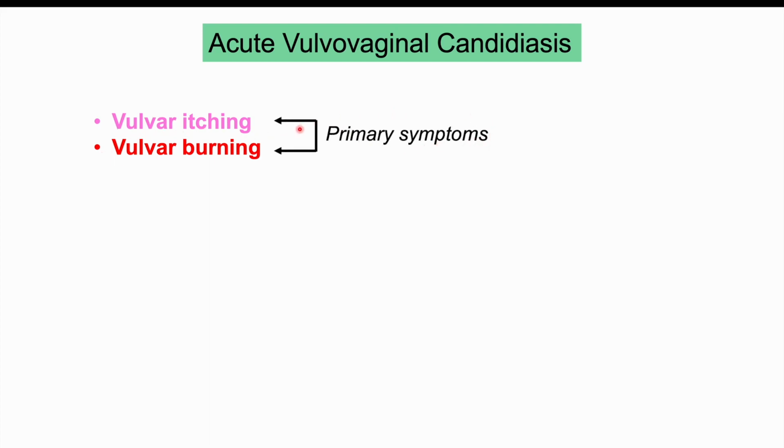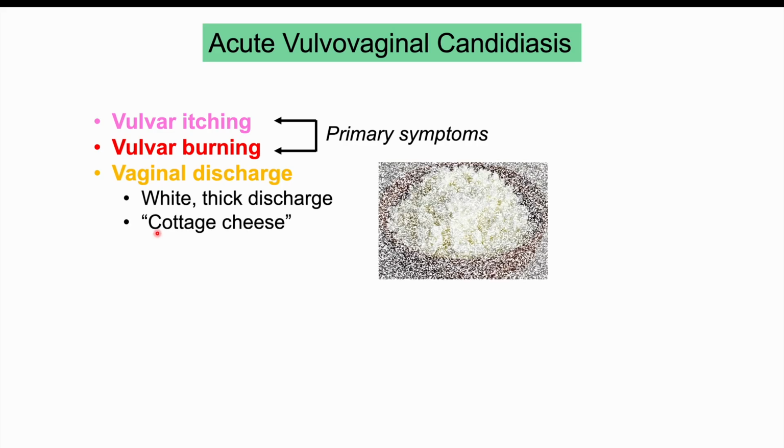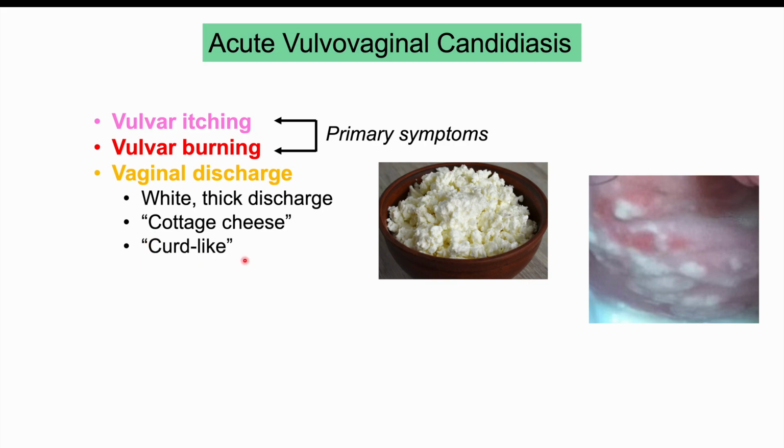Now let's talk about the signs and symptoms of acute vulvovaginal candidiasis. So this is where a patient's going to first start to have an infection. So often the characteristic and primary symptoms are going to include vulvar itching and vulvar burning. So these again are going to be the primary symptoms. We can also see issues with vaginal discharge, and the vaginal discharge in acute vulvovaginal candidiasis is going to be white and thick, so it's going to differ from other types of vaginal conditions. And it's often described as cottage cheese-like or curd-like. So it can be this white, thick, adherent discharge.